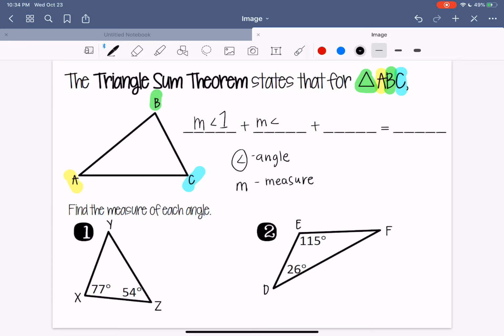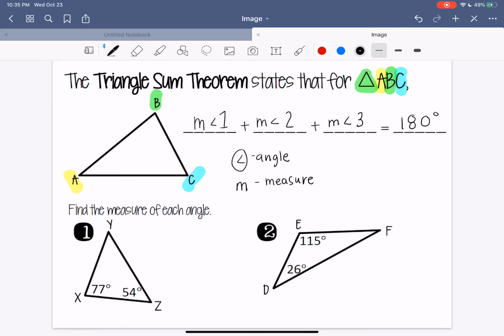So the measure of angle 1 plus the measure of angle 2 plus the measure of angle 3, since there are 3 angles in a triangle, these are all going to add up to equal the magic number of 180 degrees. So we have some practice problems, and our goal here is to find the measure of each angle. And I know that we've done some practice, but more practice never hurts.